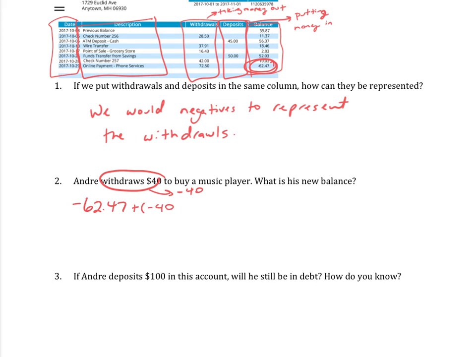So I'm going to do negative 62.47 plus negative 40. The signs are the same, so I know I'm going to have to add those absolute values. I'm going to do some margin work. 62.47 plus $40. Add them up: 7, 4, 2, 10. So when I add the absolute values, I end up at $102.47. But I have to remember these are all negative numbers, so this should be a negative value. So his new balance is negative $102.47.